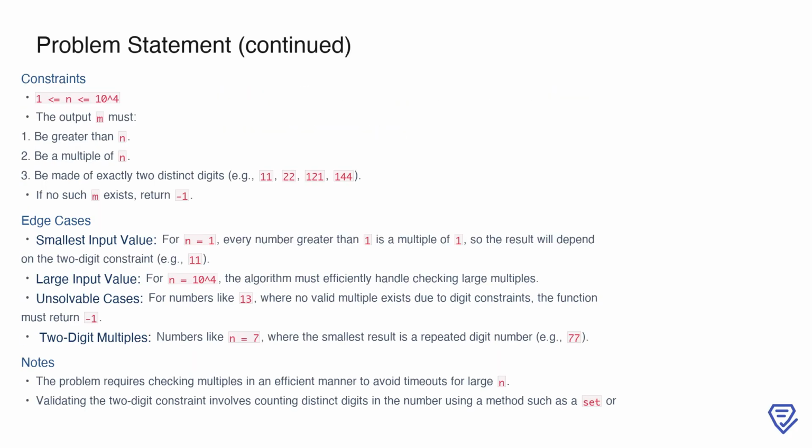In the third example with n equal to 12, the smallest multiple greater than 12 is 24. However, 24 contains 3 distinct digits, 2, 4, and 0, which makes it invalid. Continuing to examine other multiples, we eventually find that 144 meets all the criteria. It is greater than 12, a multiple of 12, and consists of exactly 2 distinct digits, 1 and 4. Therefore, the result for this input is 144. This shows that the solution involves systematically checking multiples until all constraints are satisfied.